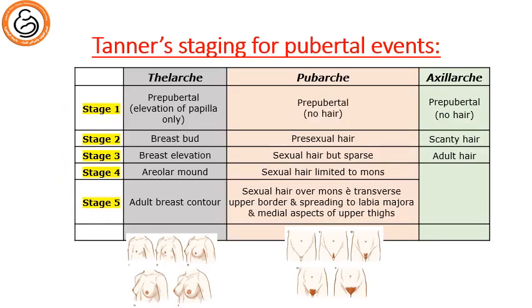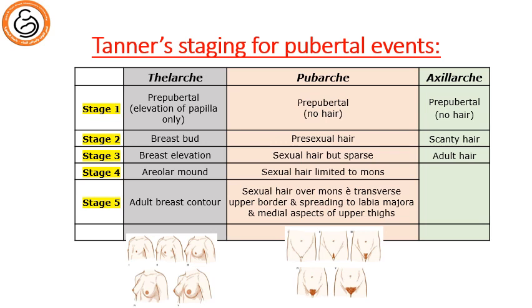Like we mentioned, we have the Tanner staging for different events in puberty. We have 5 stages for the thelarche, 5 stages for the pubarche, and only 3 stages for the axillarche. Thelarche starts with the first stage, which is the prepubertal, with elevation of the papilla only at the site of the breast. Stage 2, there will be breast bud. Stage 3, breast elevation. Stage 4, areolar mound, and finally the adult breast contour.